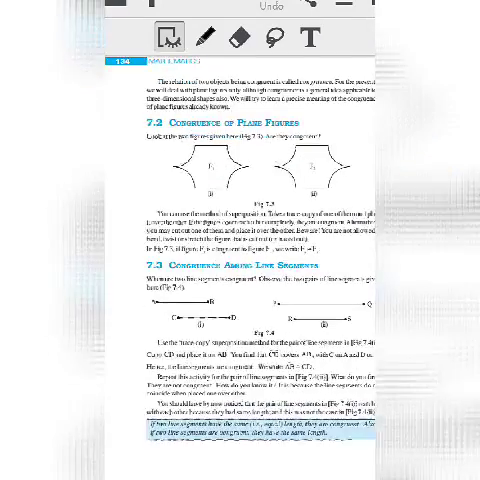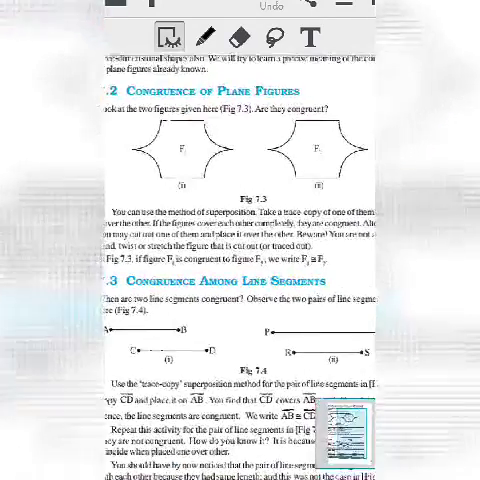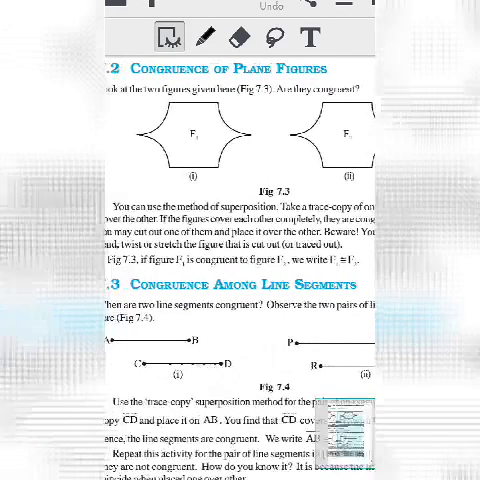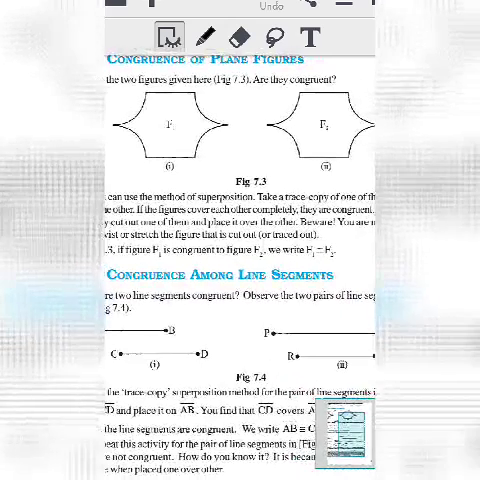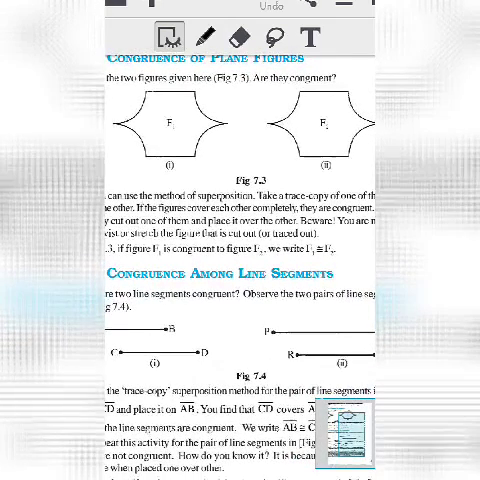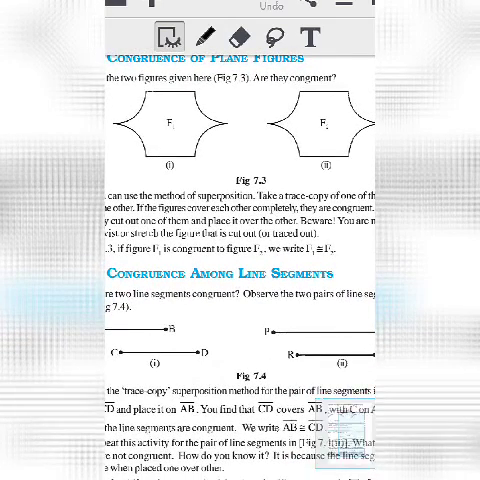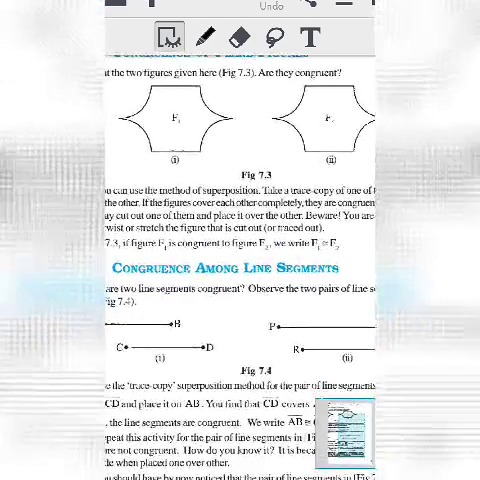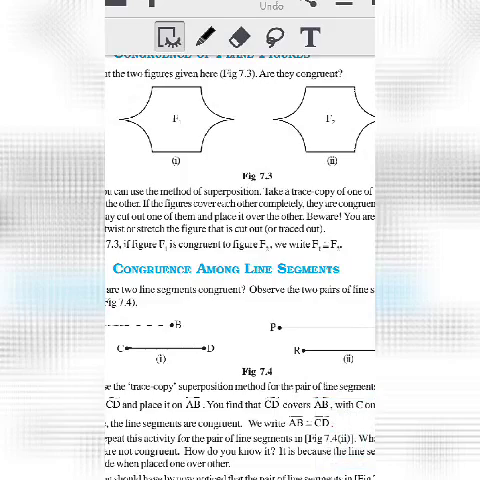Now on the next page, congruence of plane figures. Here there are two figures given and both the figures look the same. Their names are given, and when you put one figure over the other figure, they will look the same. So these are called congruent figures, and they are plane figures with the same shape.